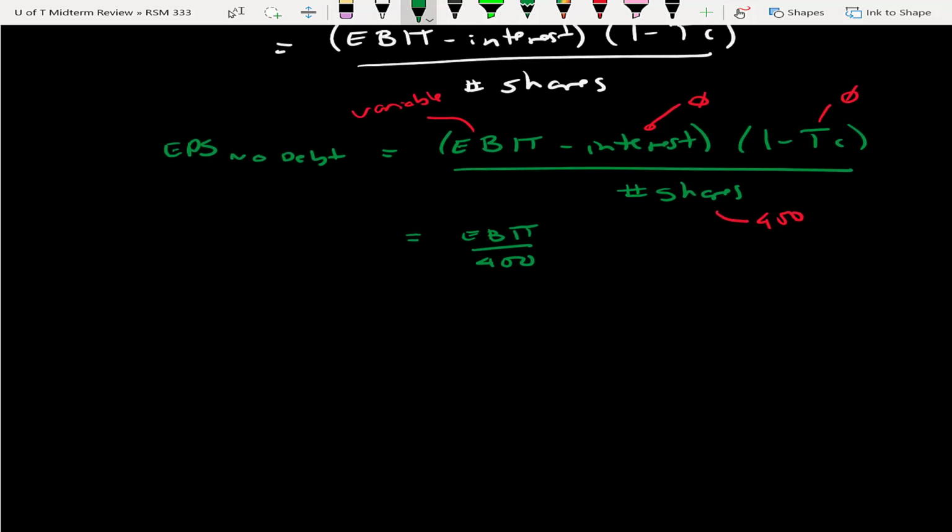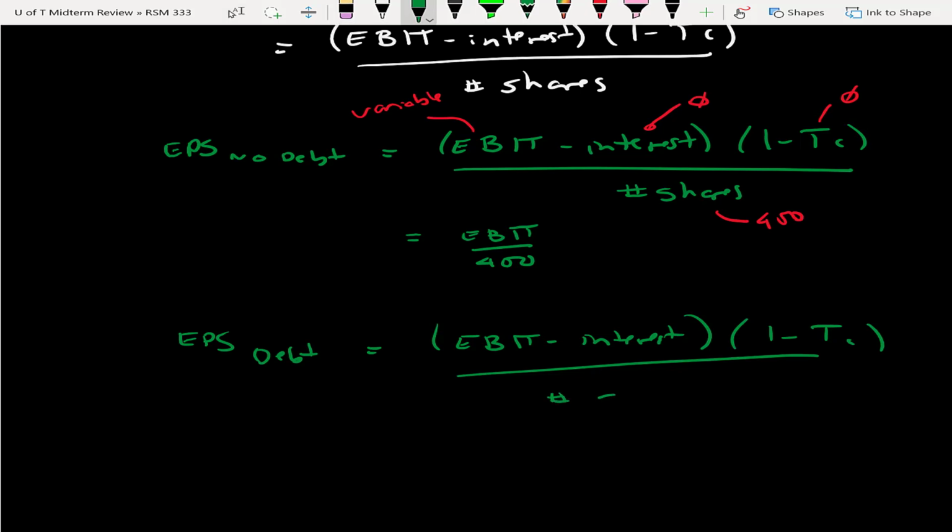Now, what's the earnings per share of the scenario with debt? So let's write the same thing out again. EBIT minus interest, times 1 minus the tax rate, over number of shares. So tax rate is still 0. Interest is going to be $8,000 of debt that we added times 8%. Okay, so it's going to be 640.